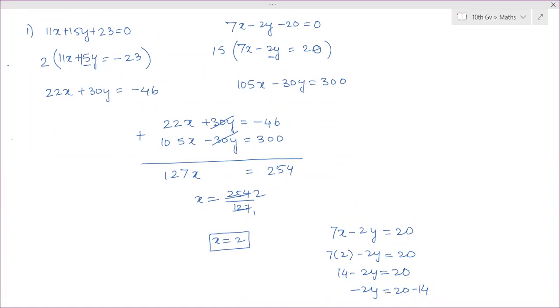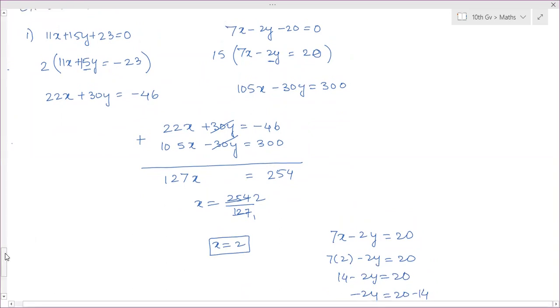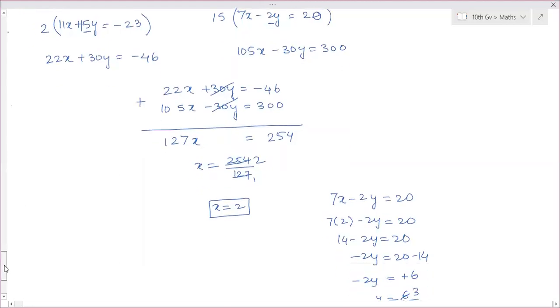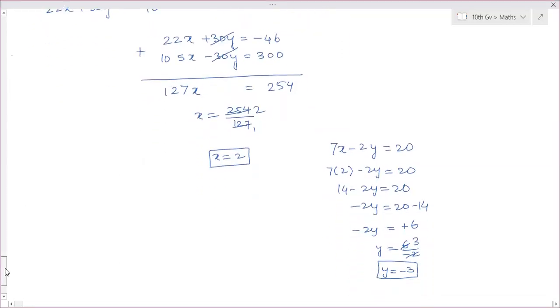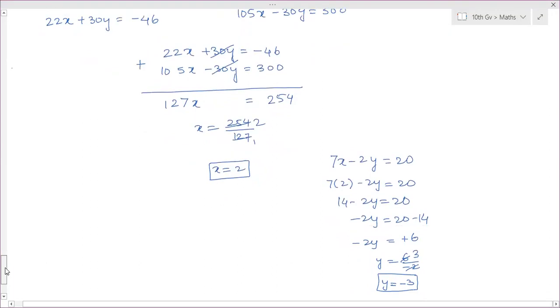Ma'am, can we do this? Yes. Write down this question. You can check with 11 and 7 also. You want 11 and 7 to equate? Yes, you can do that also. Ma'am, y is 3. Yes. Okay. x is 2 and y is minus 3, not plus 3. Yeah, minus 3.